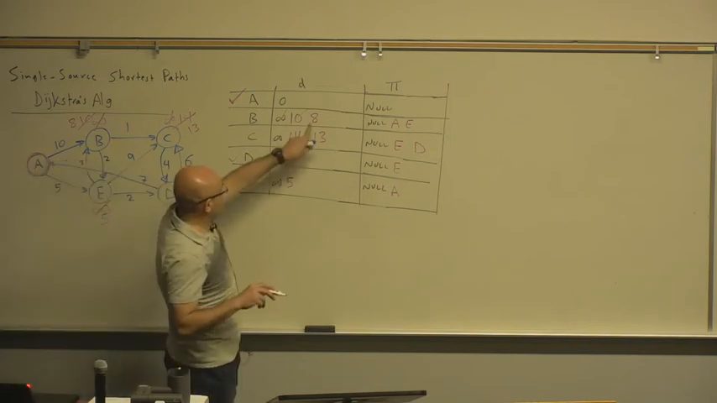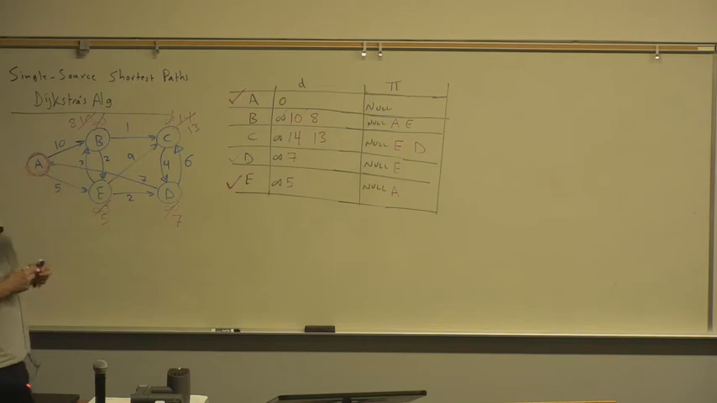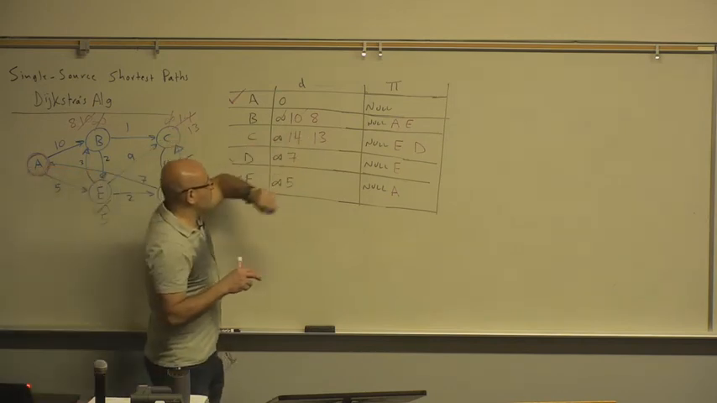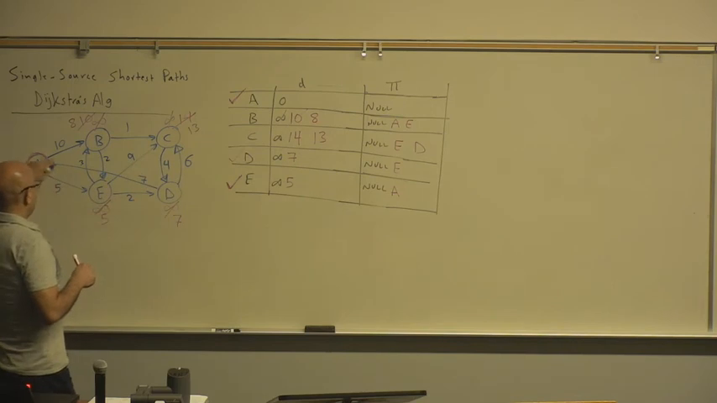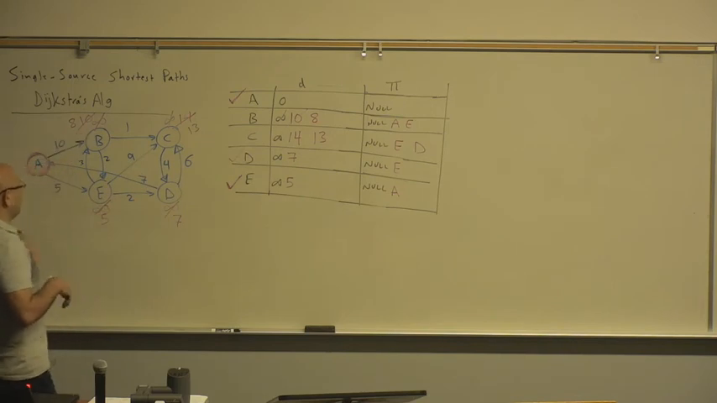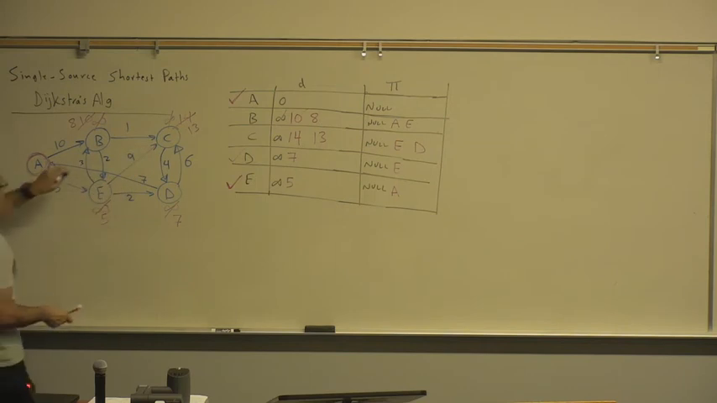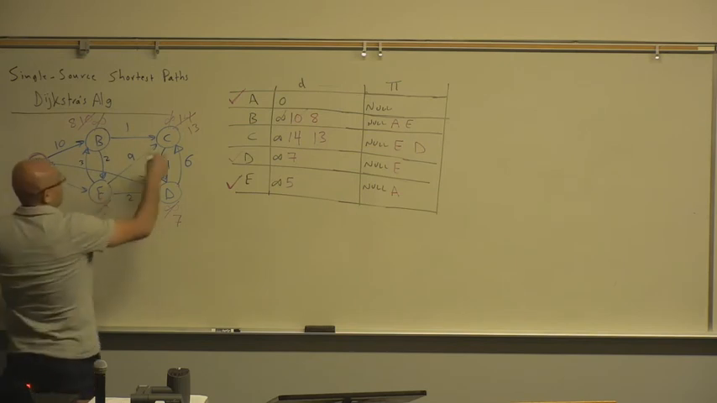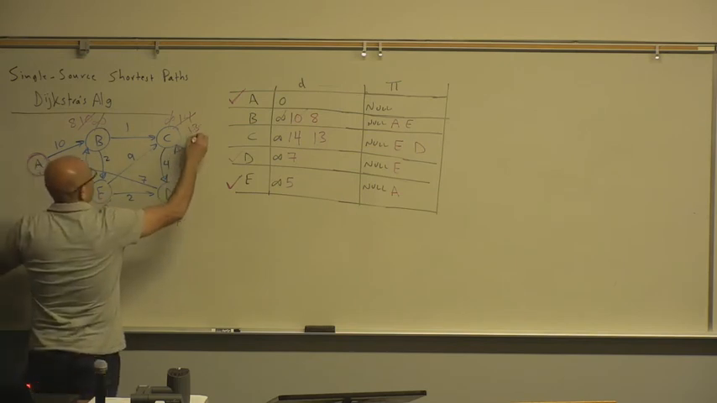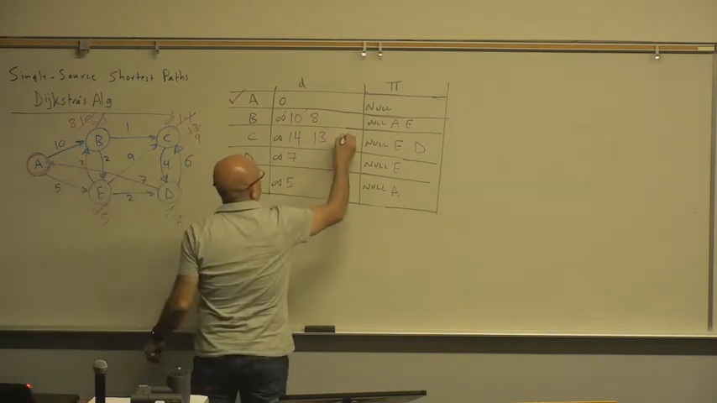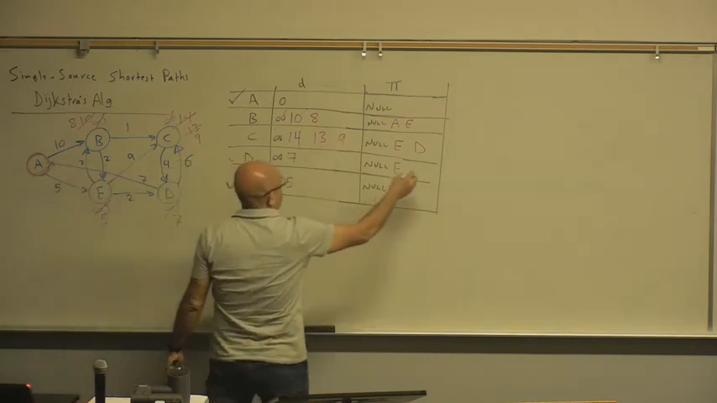Now I'm left with B and C. Which one of them do I know is the best distance, and it will be impossible for it to get any better? B. So this is the best distance to B. Now I will use it to update the neighbors. The neighbors are E, which is done, and C, which is not done yet, but I have just discovered an even better path to C, and that has a distance of 9. So C has now 9, and the new parent is B.